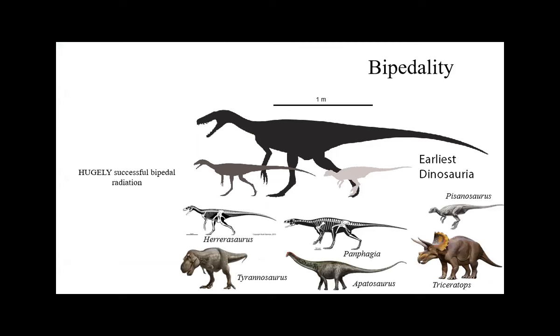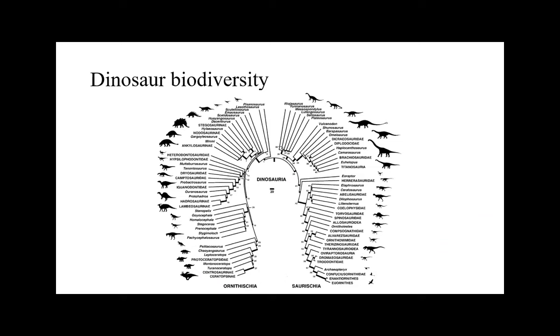I talked about this on Tuesday too, so I won't belabor it, but early members of the long-necked dinosaur lineage, that's the sauropods, early members of the ornithischian lineage, that's all these things like triceratops and stegosaurus, early members of Sauropoda, are all bipedal. Birds today are in this group. Birds just inherited that bipedality. That's pretty awesome.